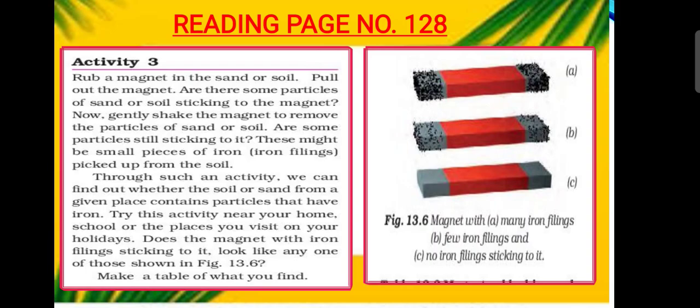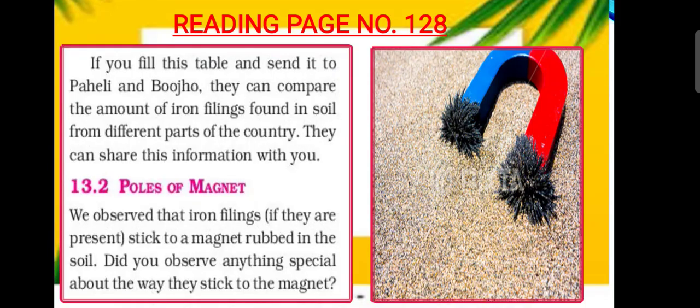Because of this activity, children, you can find out whether the soil or sand contains iron or not. So you can try this activity near your home, school, or places that you visit. Collect soil samples from different places and try to find out where some material sticks to the magnet, which will be iron filings. The table has been given to you in your textbook that you need to fill out.